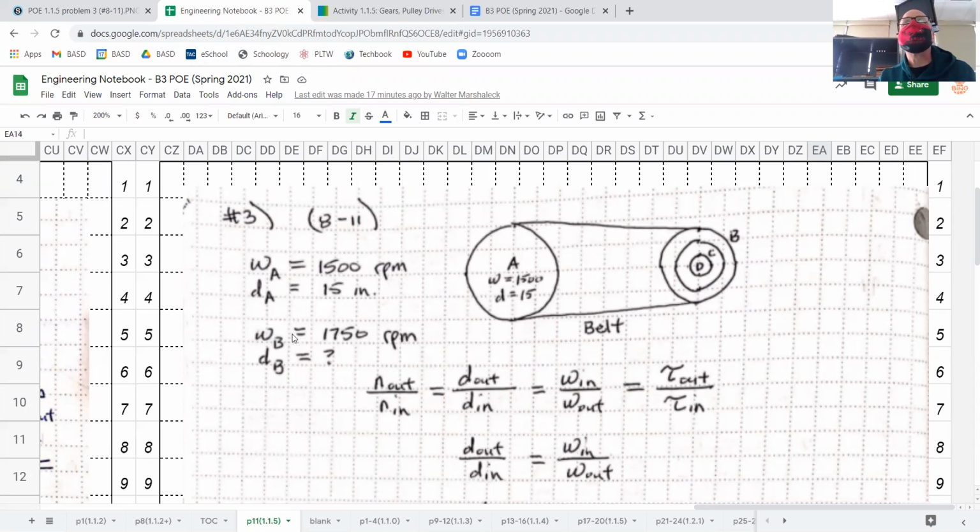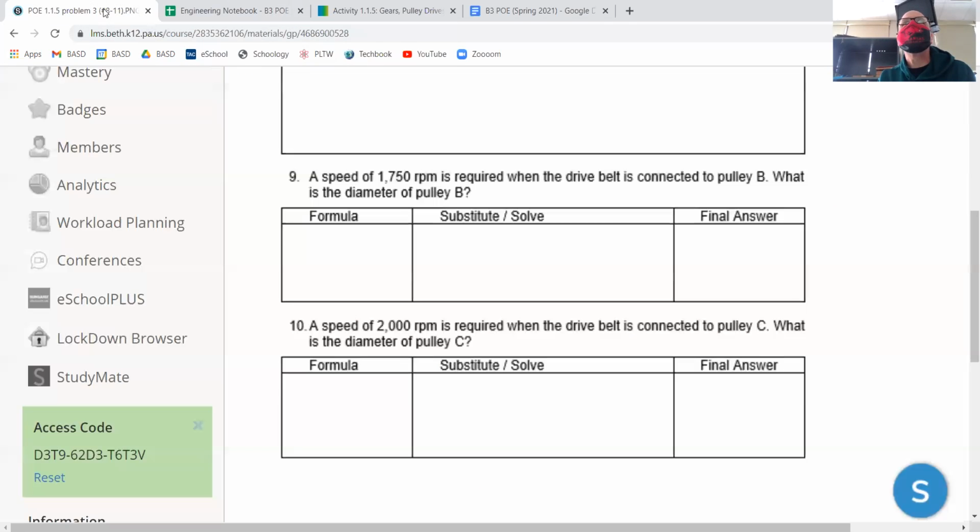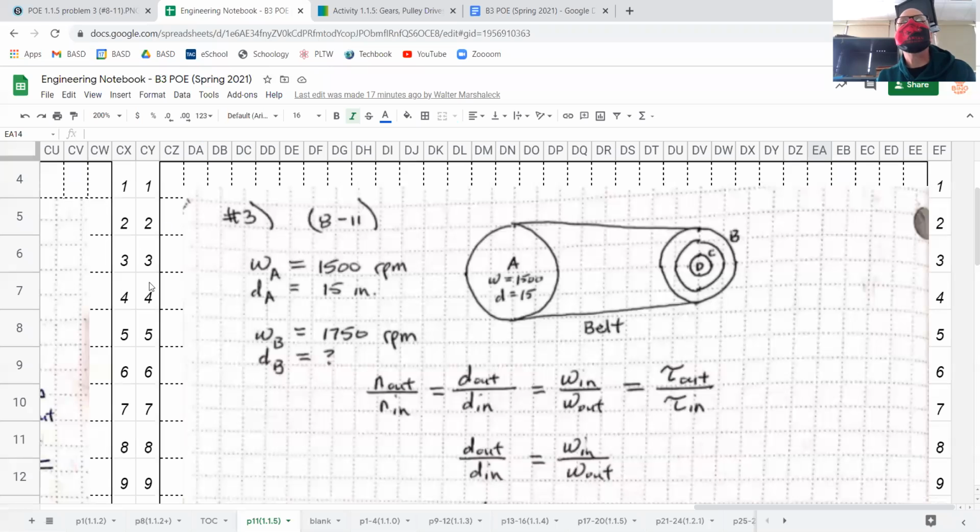And then it's asking for the diameter. It's asking for the diameter of B, which is D sub B. The diameter of that pulley is equal to question mark. Now I've got the given and the unknown. That's good. Given, unknown. Now I need the equation.